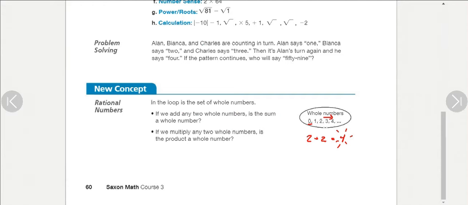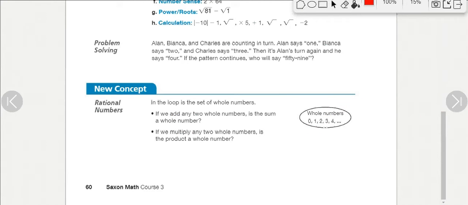Because that's true, we say that whole numbers are closed under addition and multiplication. Meaning, when you use two from the set of whole numbers to add or multiply, the solution will also fall under that category, that set of numbers, that type of numbers.